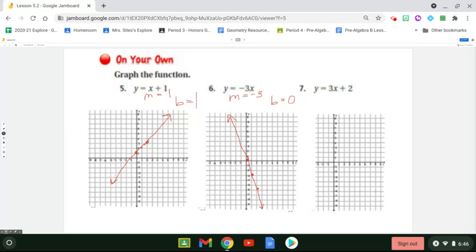And then for the next one, your slope is 3 and your y-intercept is 2. So again, you start out at 2 on the y-axis, and you'd go up 1, 2, 3, right 1. And we could do it again, 1, 2, 3, right 1. And here's what your line looks like for this function of y equals 3x plus 2. So hopefully you guys got the right answer on question number 7.